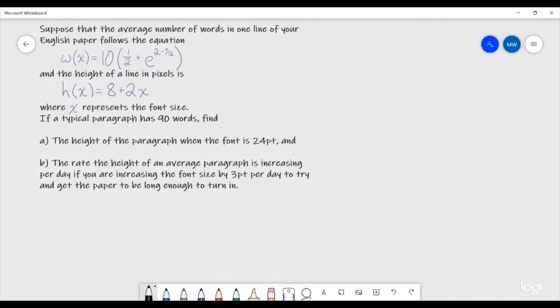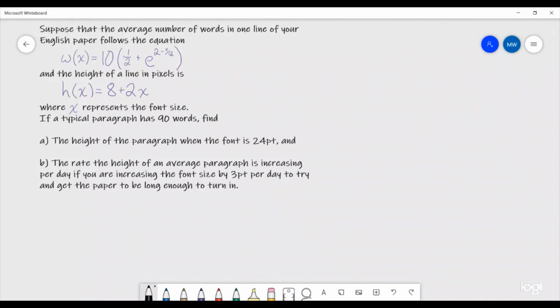And you found that the number of words that fit in one line in your English paper follows w of x, where w represents the number of words, is equal to 10 times 1/2 plus e to the (2 minus x) over 12. Because we all know that is something that we easily find when we are measuring the number of words per line, where x is the font size, and we also found that the height of one line in pixels was 8 plus 2x, where again x is representing the font size.